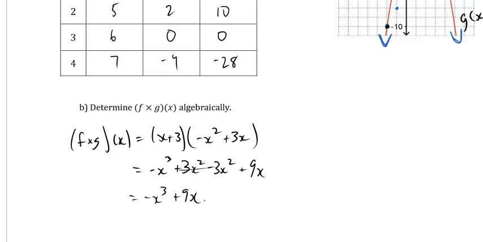I don't know, that looks right. I think that's right. What kind of graph is it? Vivian? Cubic. It's cubic. Leading coefficient? Negative. What does that tell us about end behavior?